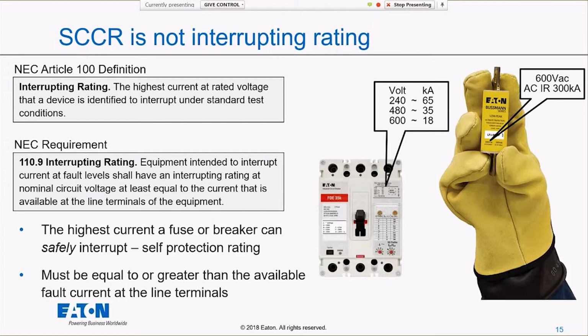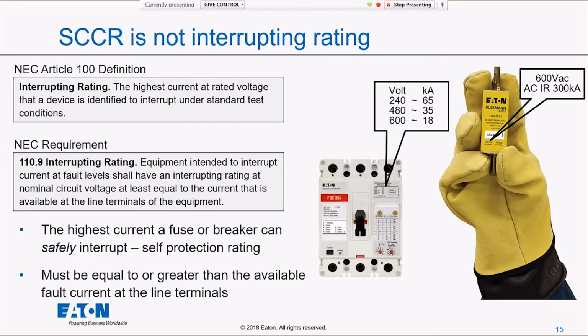So the interrupting rating applies to an overcurrent protective device. Most of the time we're going to be talking about a breaker or a fuse, right? So a breaker or a fuse has an interrupting rating. These are the devices that actually do something when there's an overcurrent, right? The breaker trips, the fuse opens. And the interrupting rating is the highest amount of current that it can interrupt, because this is the device that's actually clearing that fault.